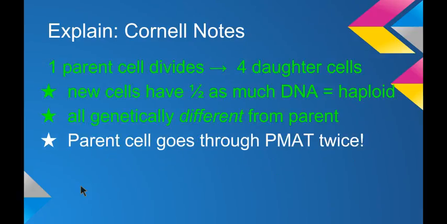So, in meiosis, one parent cell divides, and this time it produces four daughter cells. So, one parent cell, and we end up with four daughter cells at the end of meiosis. These new cells have half as much DNA as the parent cell. They're called haploid cells. And what's cool about these four new daughter cells is that they are all genetically different from the parent cell. So, in order to go through meiosis, the parent cell has to divide twice. It goes through PMAT phases twice.